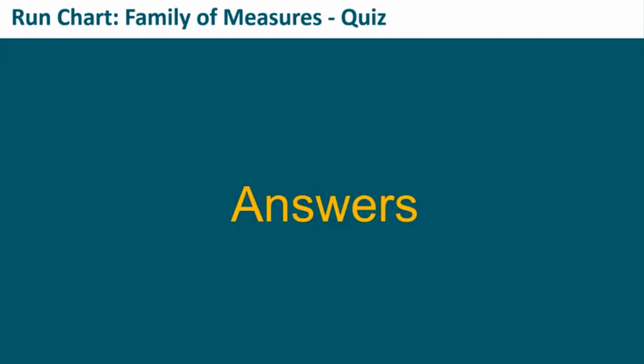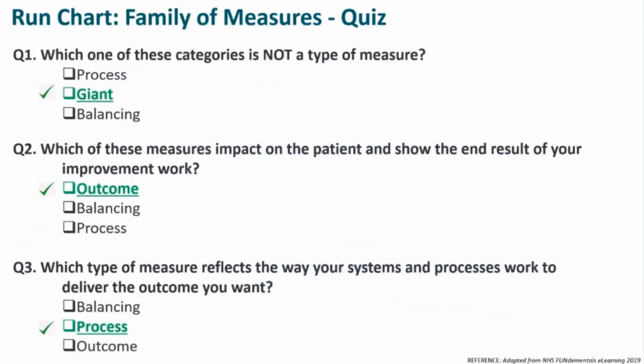So the answer to the first 3 questions in our quiz are as follows. Question number 1, which of these categories is not a type of measure, is a giant. Question number 2, which of these measures impact the patient and show the end result of your improvement work? That's an outcome measure. And question number 3, which type of measure reflects the way your systems and processes work to deliver the outcome you want? And that's a process measure.